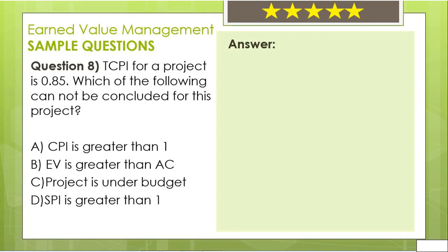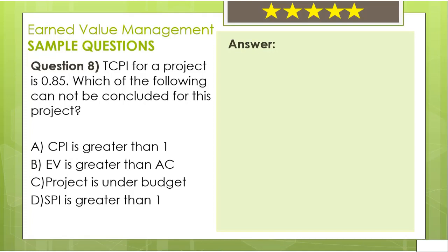TCPI, the to complete performance index, is the future CPI we should have if we want to complete the project at the original budgeted amount. TCPI is 0.85, which is less than 1. This means, until now, we are doing a good job with our cost performance. In other words, our project is under budget. C may not be the correct answer then. Since we are under budget, CPI should be greater than 1 and A is not the correct answer too.